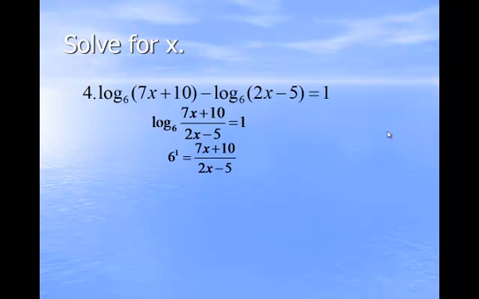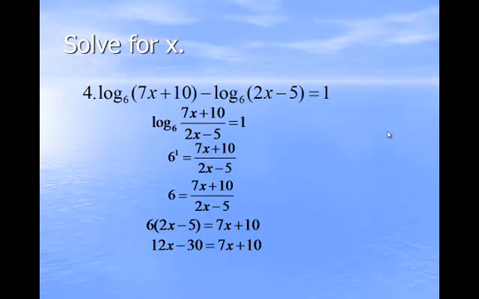Now 6 to the first power is 6, so we're going to go ahead and change that. We're going to multiply the 2x minus 5 to the left side of the equation to get rid of it from the fraction. Distribute the 6 to get 12x minus 30 equals 7x plus 10. And now we solve this equation. Subtract the 7x from the 12x to get 5x. Add 30 to 10 to get 40. Divide by 5. Final answer is x equals 8.